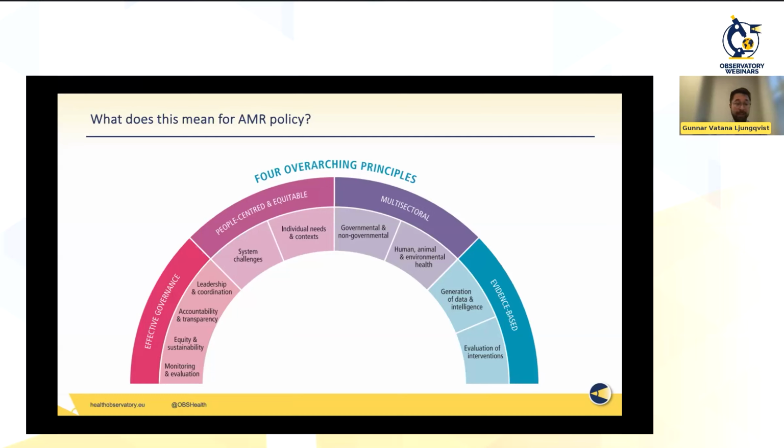And fourthly and finally, we must encourage evidence building. So we must understand better the socioeconomic forces that drive AMR. We must strive to generate data. We must strive to generate good quality data. We must disseminate that data. We must evaluate our interventions and monitor those impacts on society.